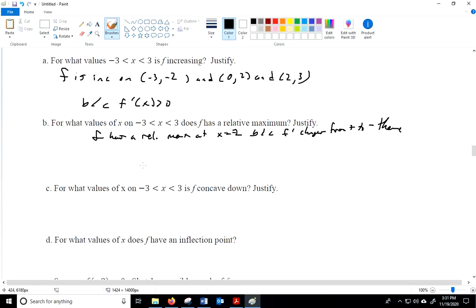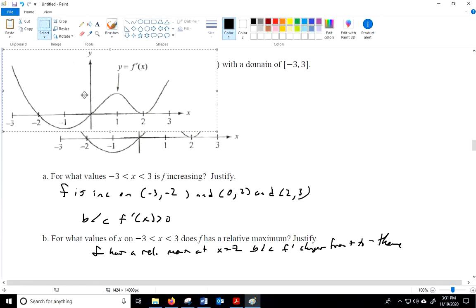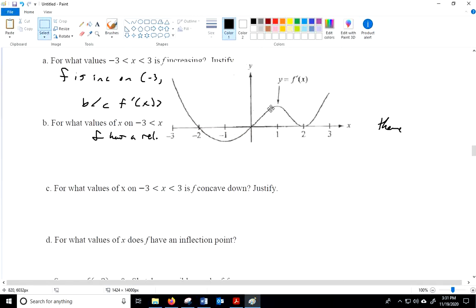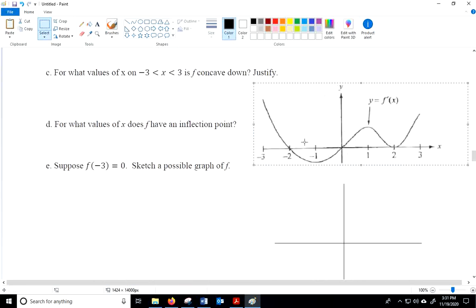For what values of x, let's bring this graph down. Let's go ahead and copy that. Hopefully you got all that, right? I'm going to move it down here. Okay, for what values of x on the interval from negative 3 to 3 is it concave down? Answer that.